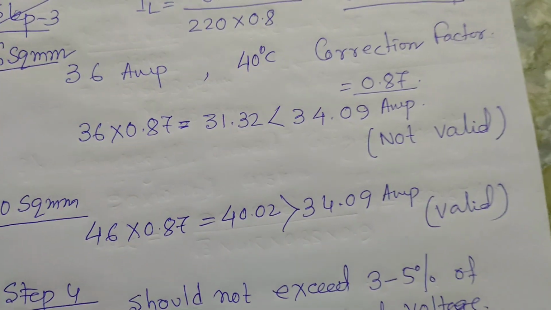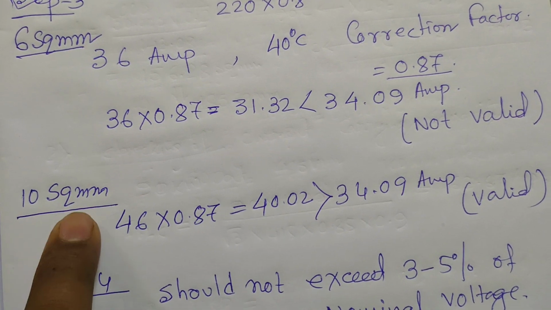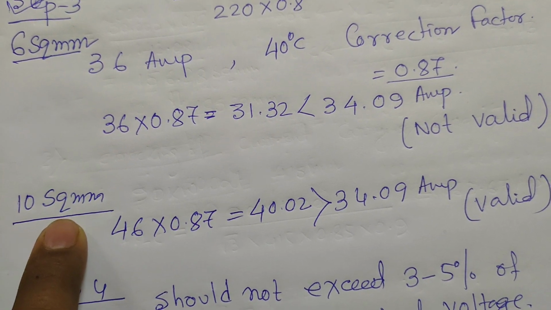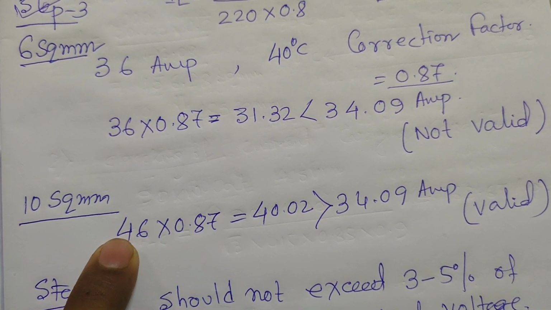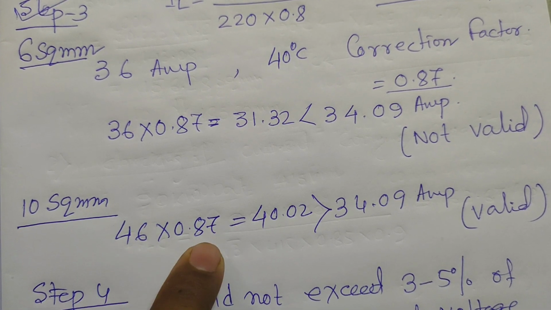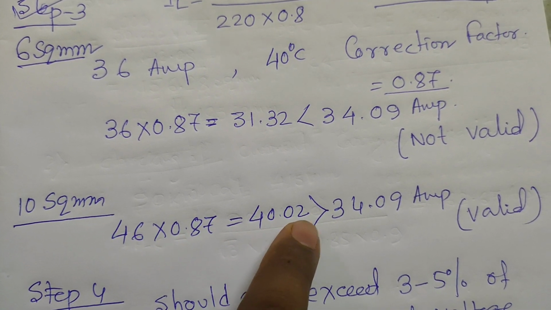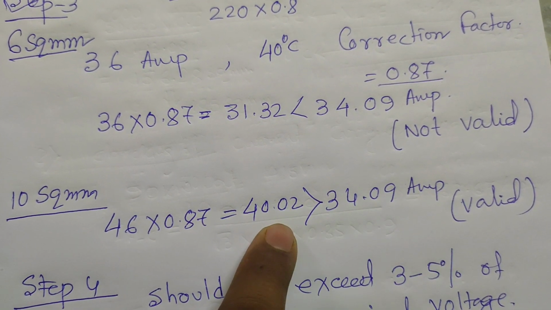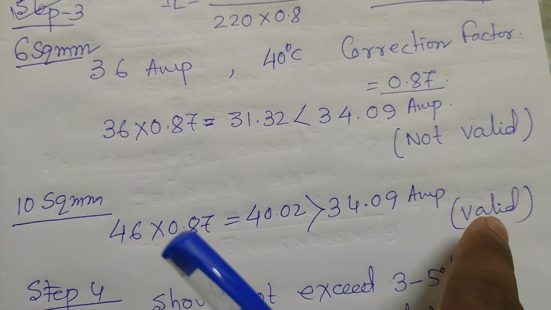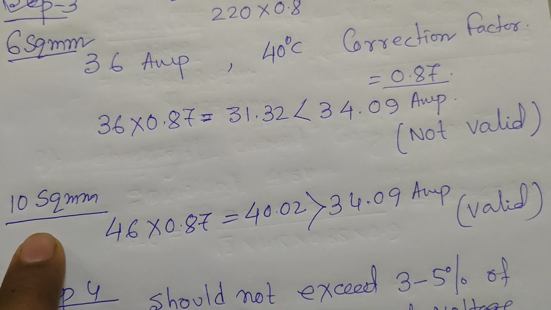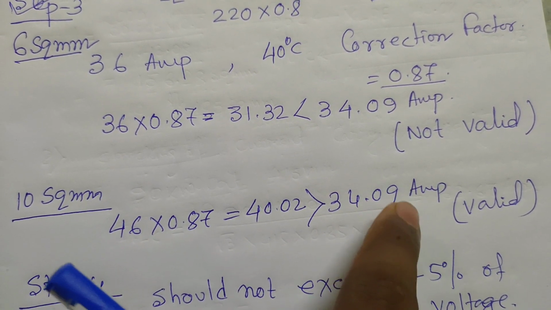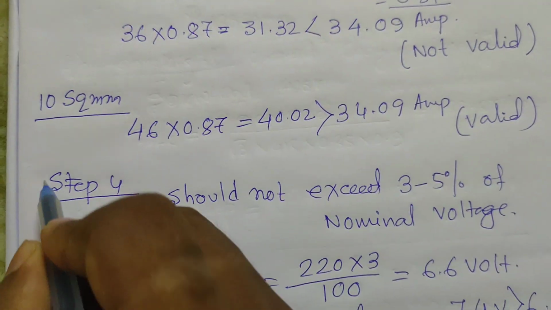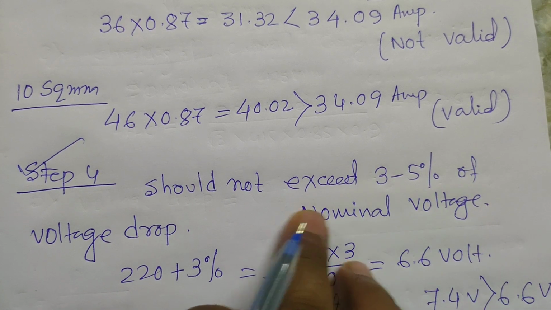So we have to select the next size as per the catalog, 10 square mm. A 10 square mm cross sectional area cable can carry 46 amperes of current. So 46 ampere into the correction factor, we get 40.02. Yes, 40.02 is greater than 34.09, so it is permitted and valid. You can install the 10 square mm cable for the 34.09 ampere of current for your household purpose.